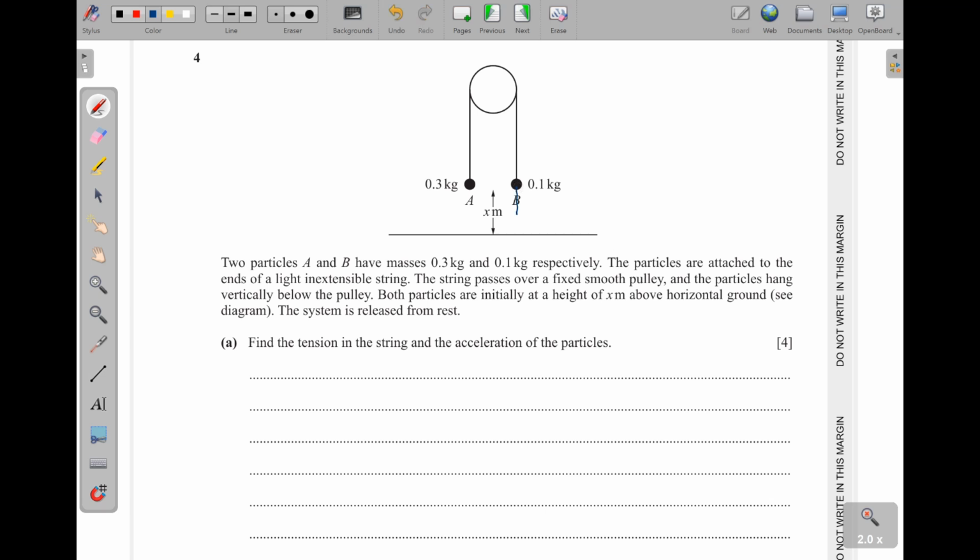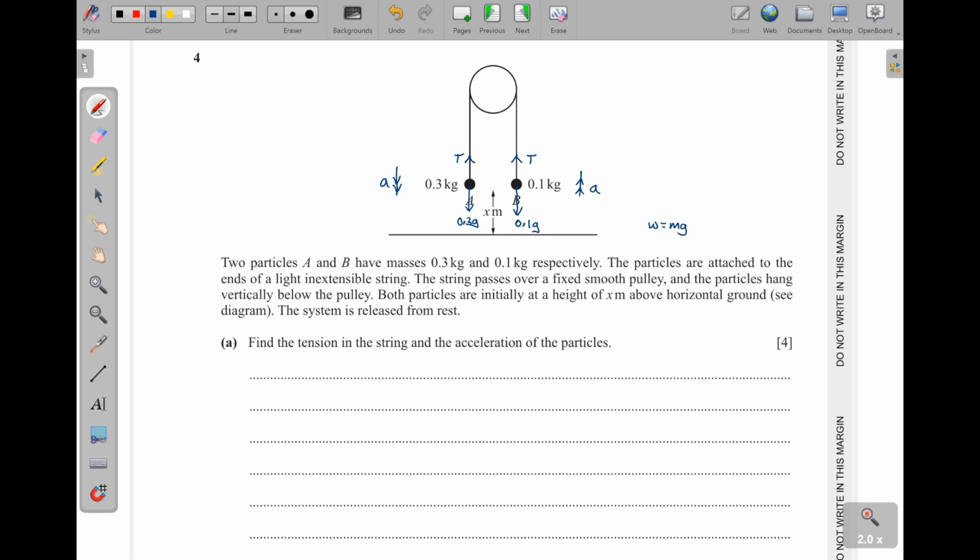When we go to B here, there is weight which is acting downwards. That one is going to be 0.1 times g, because weight is mg. And then there is tension which is generated in this string. It is the same tension here because the same string is passing over this pulley. Then A here has its weight, which is 0.3g. When you look at these two, A is heavier than B. So when the system is released from rest, A will go down and B will go up. It's the same system, so the same acceleration.